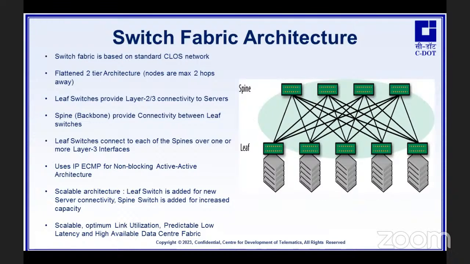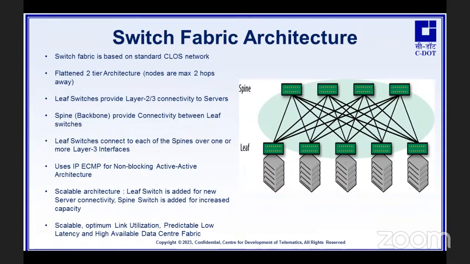So both the spine and leaf will contain high capacity switches. The leaf switches will directly connect to the servers, and the leaves will be connected to each other with the help of the spine. The spine will form the backbone of this architecture. No two leaf will have a direct connection.